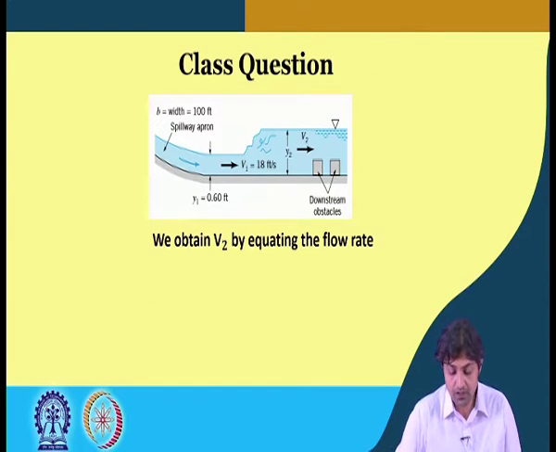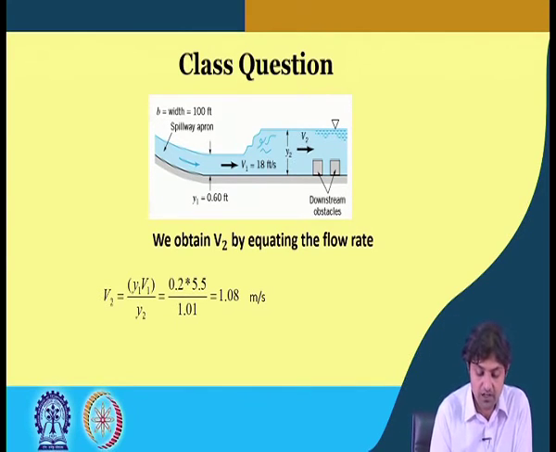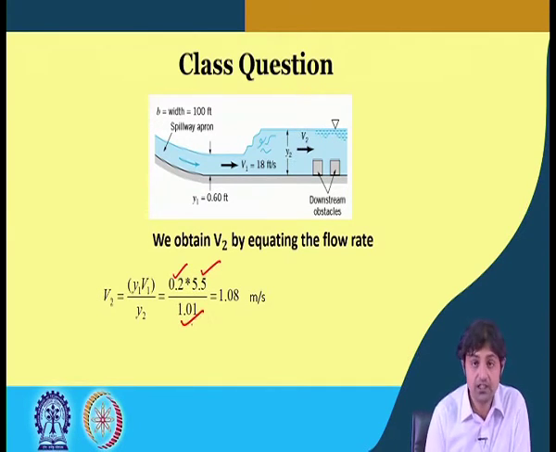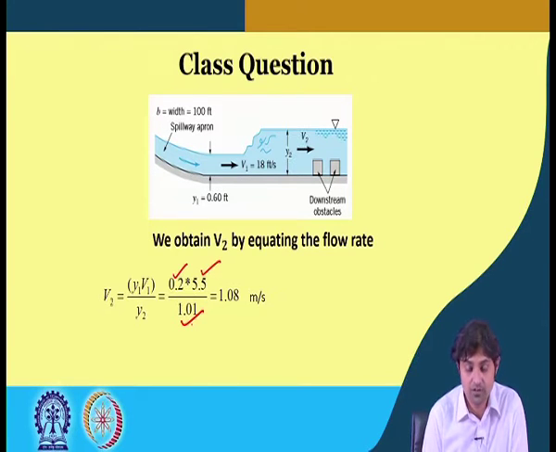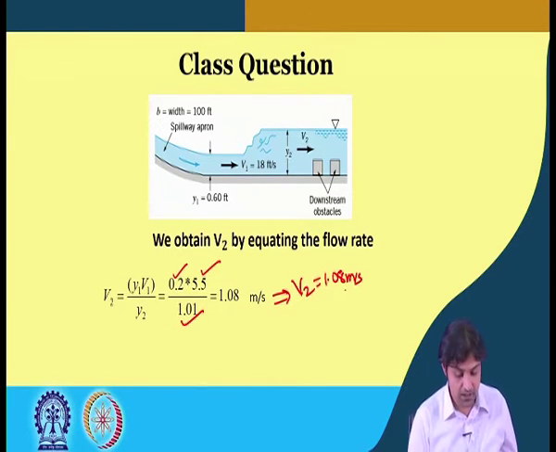Now, the way we obtain V2 is by equating the flow rate. So, A1 V1 is equal to A2 V2, B gets cancelled out. So, V2 will be V1 Y1 divided by Y2. Y1 was known from before, V1 was known from before, Y2 we just calculated using that Y2 by Y1 equation of hydraulic jump. So, V2 comes out to be 1.08 meters per second, all right.